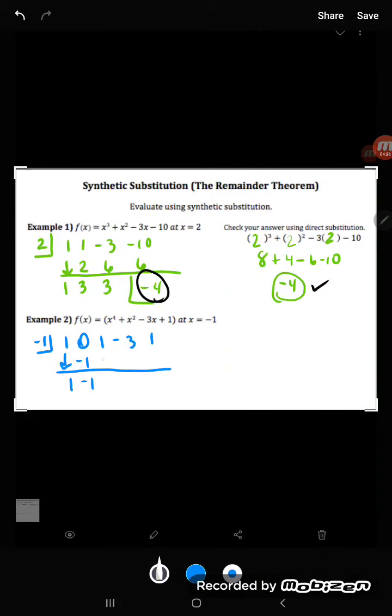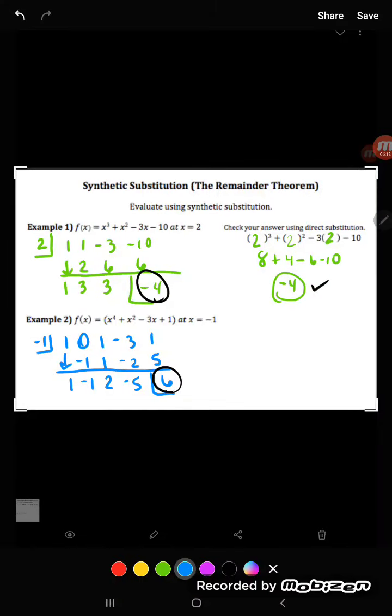Negative 1 times negative 1 gives me a positive 1. When I add them, it's a 2. 2 times negative 1 gives me a negative 2. Negative 3 plus a negative 2 is a negative 5. Negative 1 times negative 5 is a positive 5. My remainder, which is my answer, is 6. So now, let's check it. Let's see if it works.